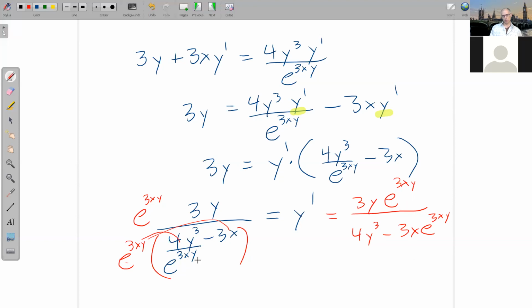Although I don't know, that blue one might use slightly less ink, but it's a fraction within a fraction. They're pretty close in terms of ink weight. Yeah, so I'm gonna go with this is most likely the simplest form of that answer. That was exciting. All those rules combined together.